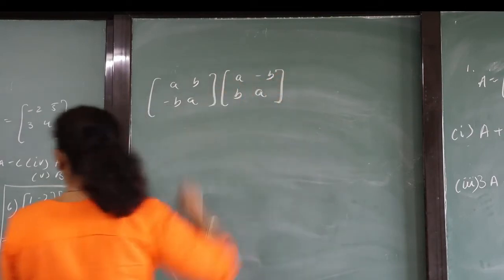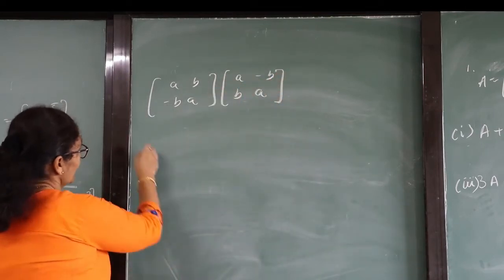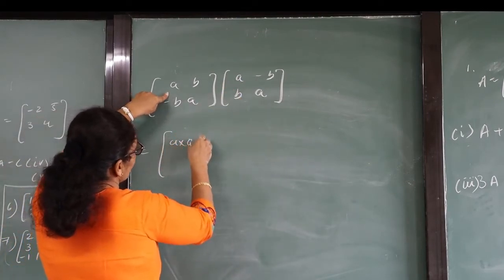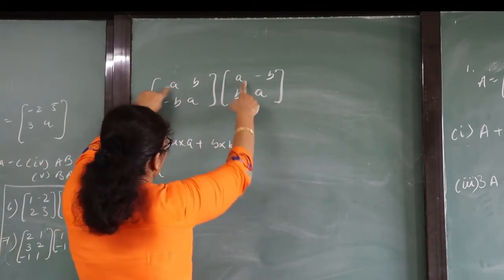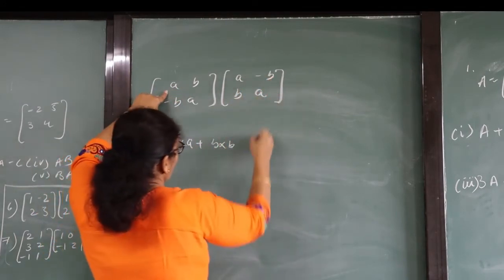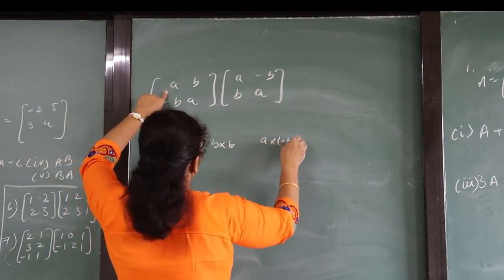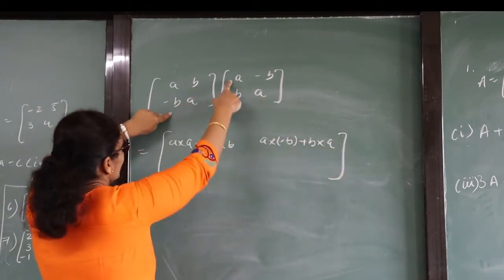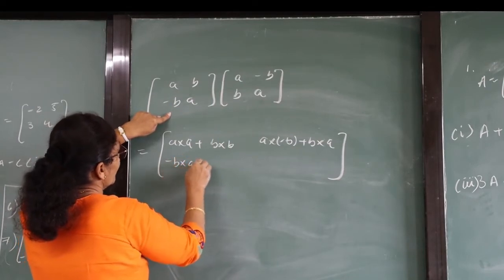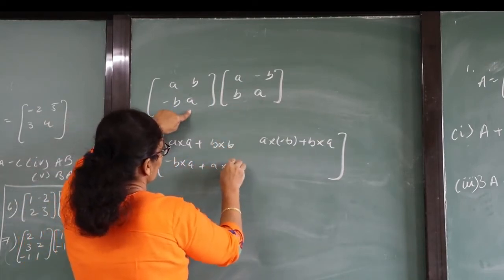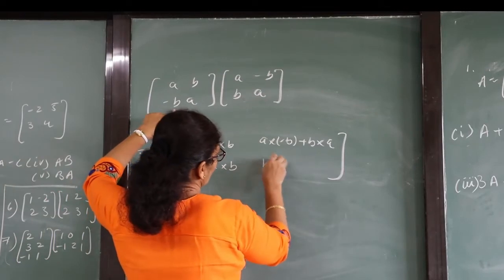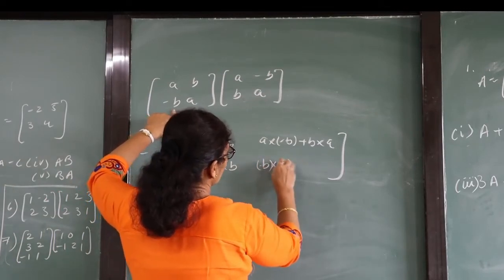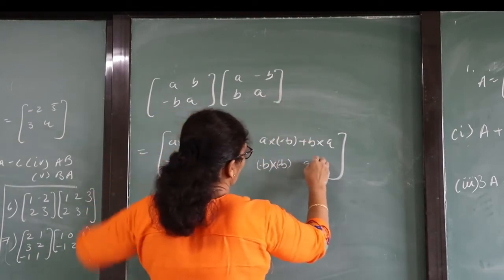Now simple multiplication is given. So let's multiply with unknown numbers. A into A plus B into B, first with first, second with second. Similarly, A into minus B plus B into A. Similarly, minus B into A plus A into B, and last, minus B into minus B will be plus only, and last A into A.